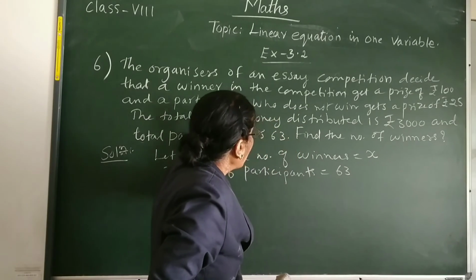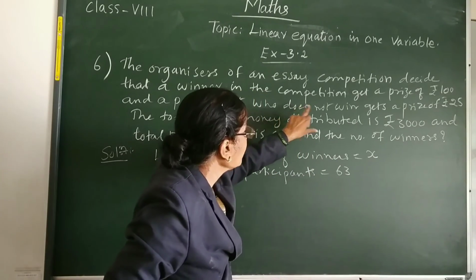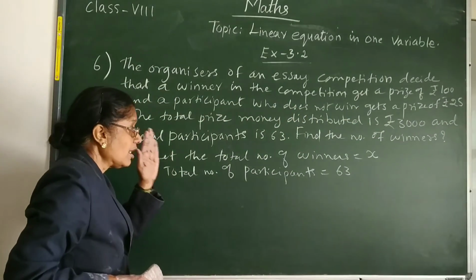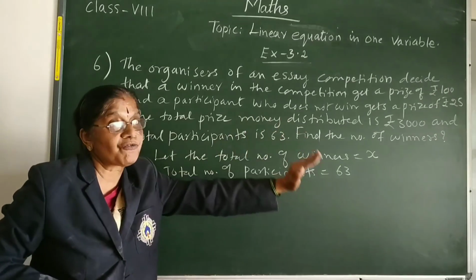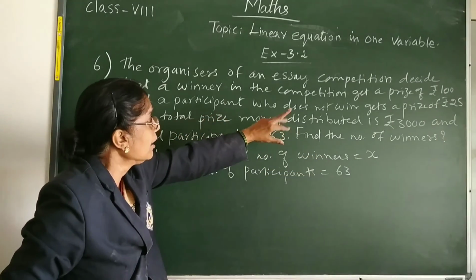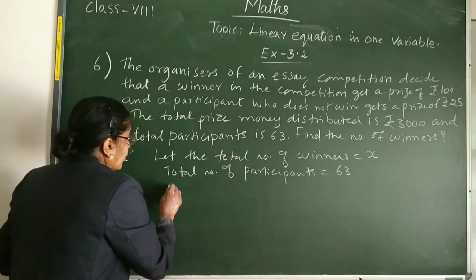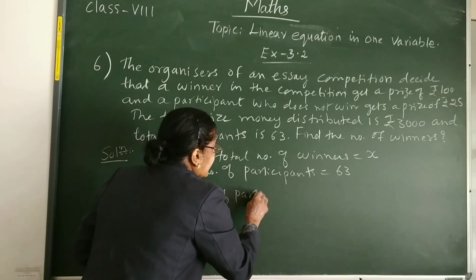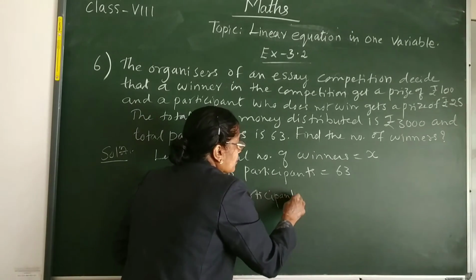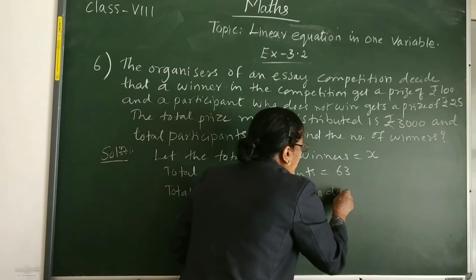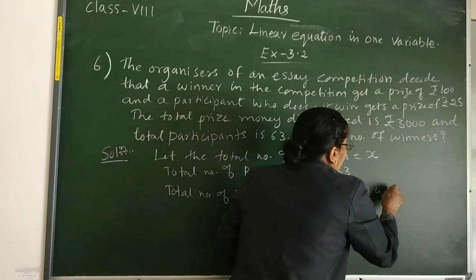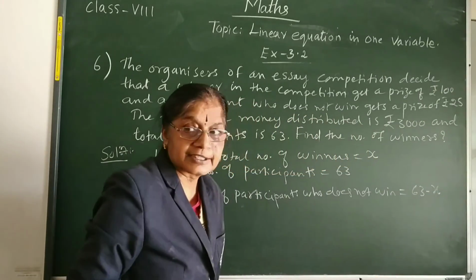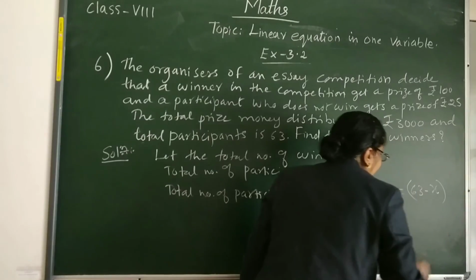How many participants do not win? That we have to find out. Total number of participants minus total number of winners will give the total number who do not win. So the number of participants who do not win is equal to number of participants minus number of winners. So we got 63 minus x.